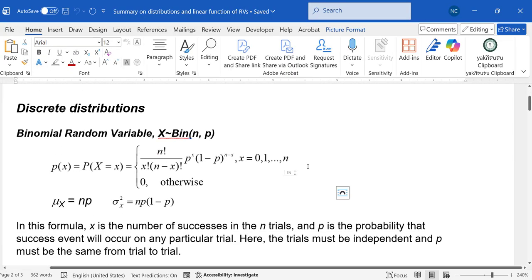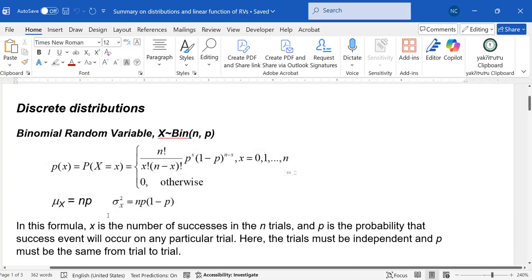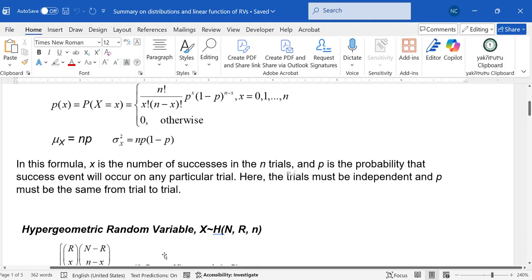So, commonly used distributions. Since we already tested binomial before, there's no specific question on the binomial distribution, but I just list here a complete summary of the distributions. No binomial on the test.